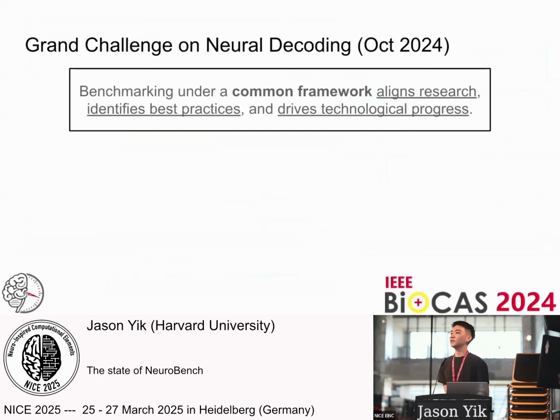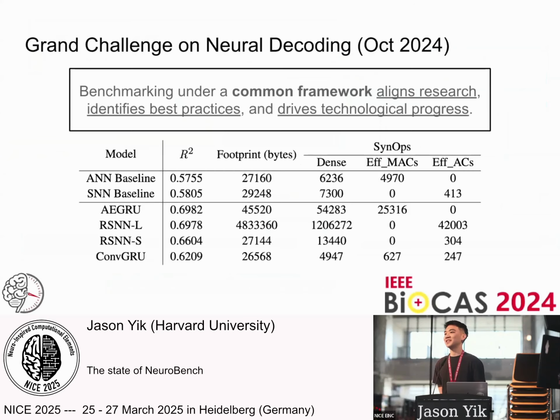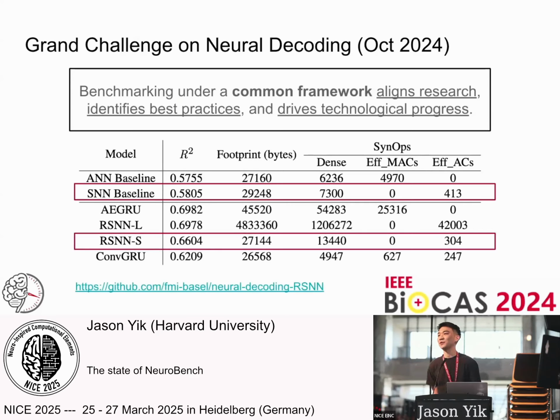I'd like to come back to this grand challenge on neural decoding, which was presented in October at the BioCAS conference, because I think it really exemplifies what I said earlier, that benchmarking under a common framework aligns research, identifies best practices, and drives technological progress. So I'm going to put the results of the competition up on the screen here. And I hope you can see that the metrics are going in the direction we want. So R squared, that's our accuracy metric. These baselines, those are the ones produced for the original NeuroBench paper. And you can see the direction I wish the stock market was taking. And over here on the synaptic operations, I especially like to highlight this example of an SNN, cheaper SNNs.